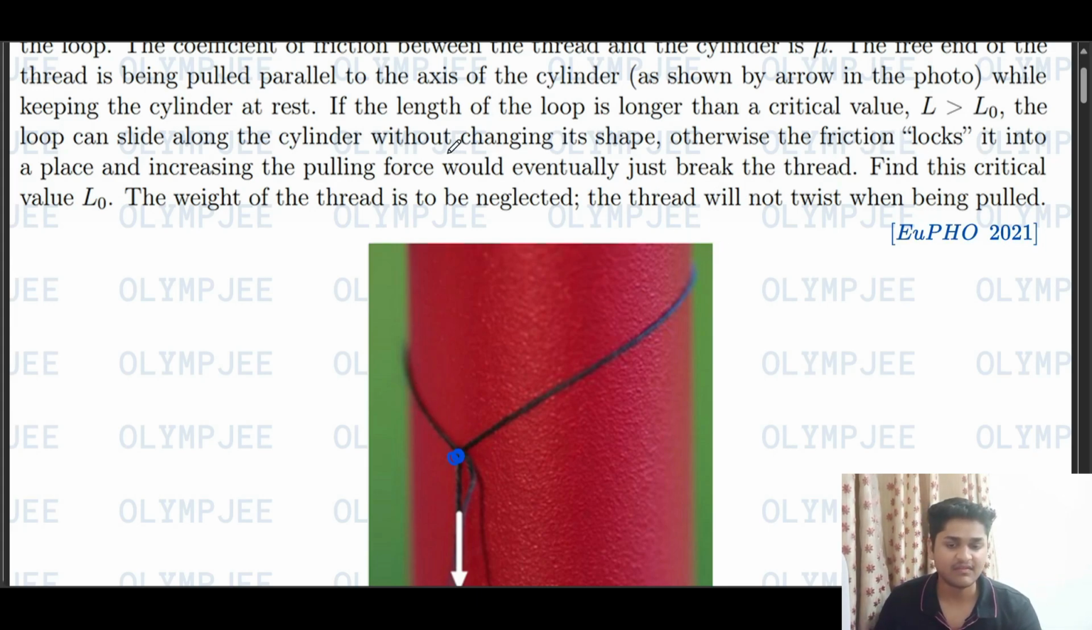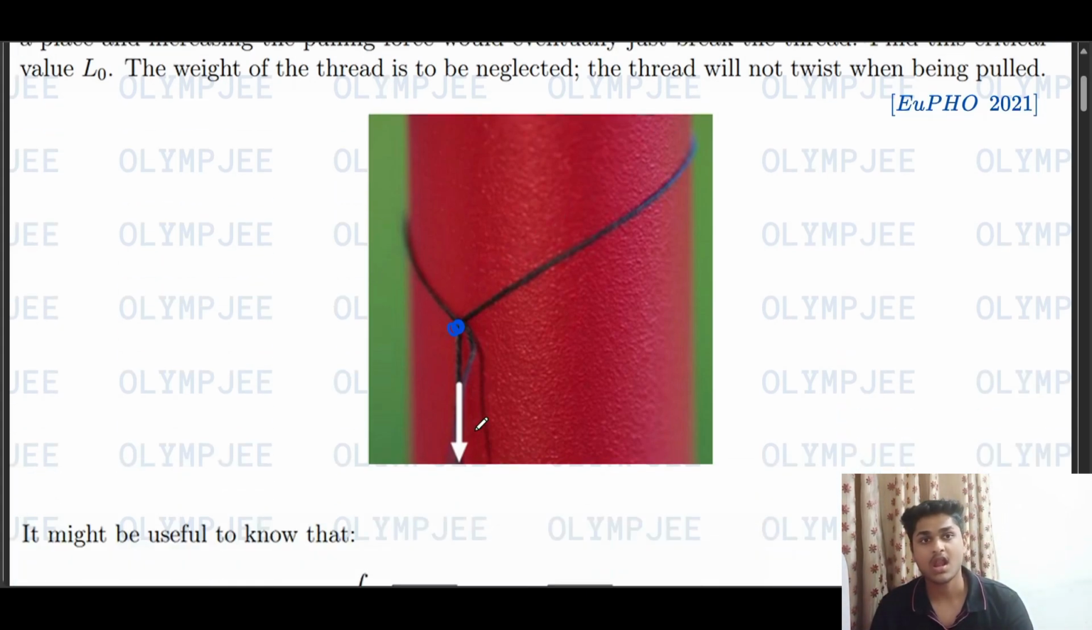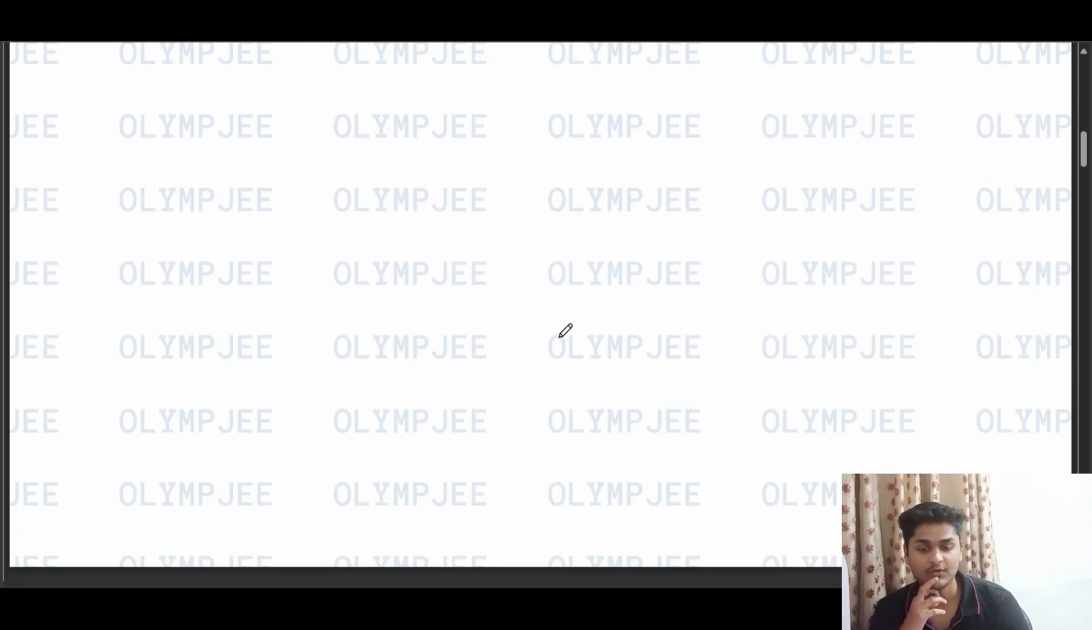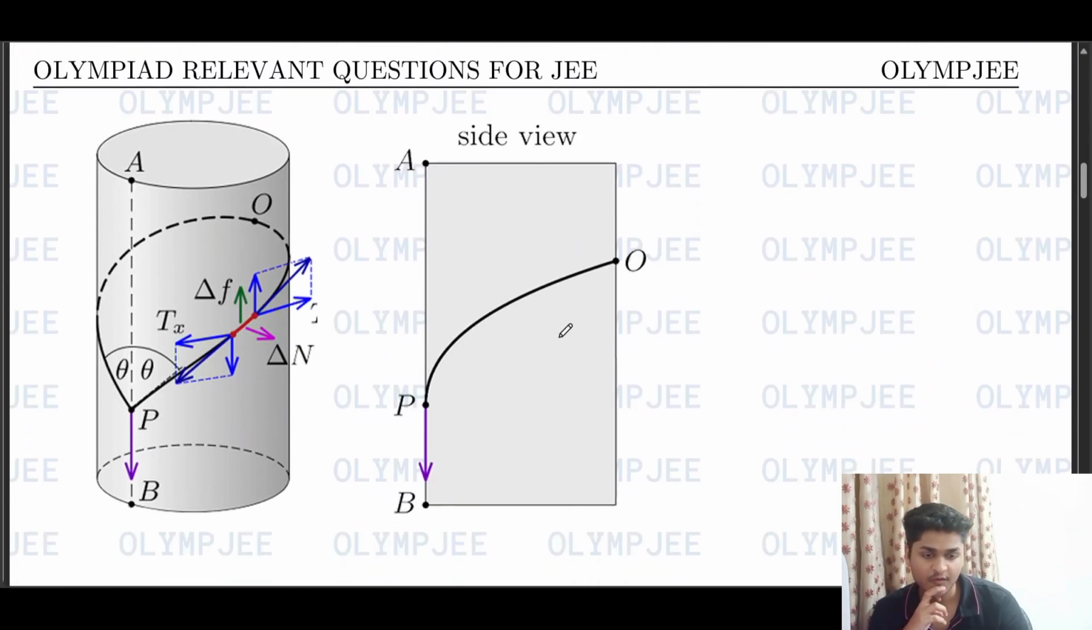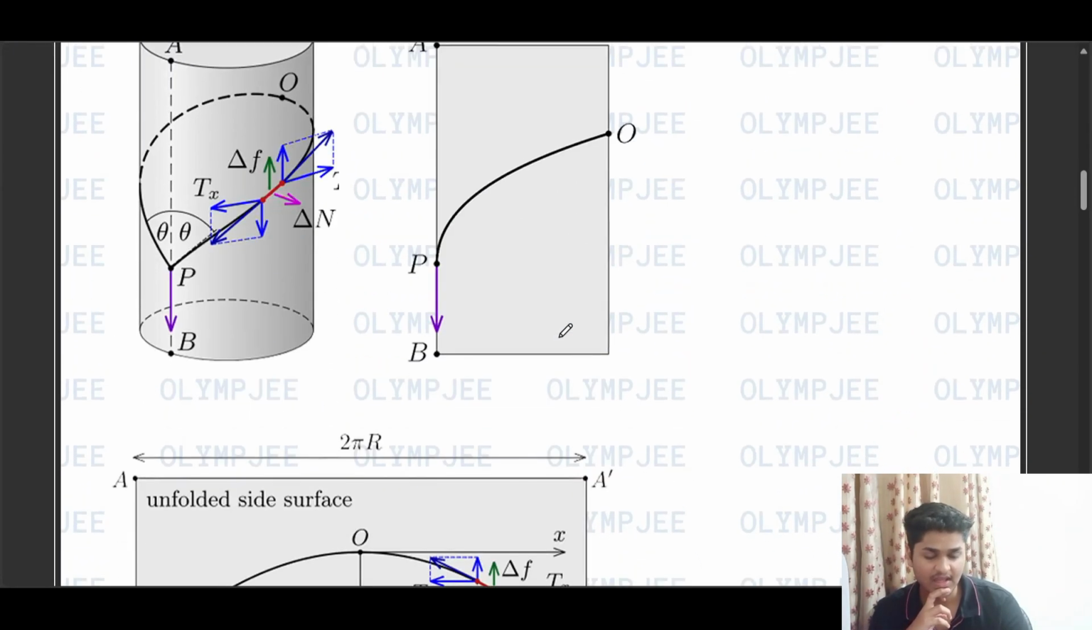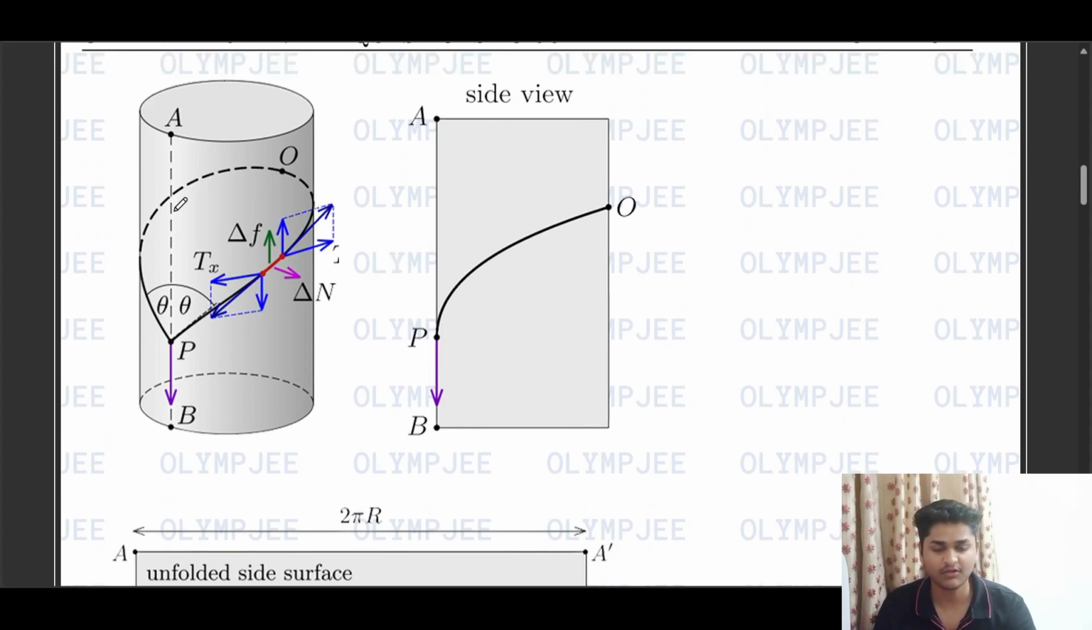So find the critical value L0, and the weight of the thread is to be neglected, and the thread will not twist when being pulled. And we are also given some formulae and approximations here. So let's begin with the solution. So first you are given certain diagrams which show the situation of the question in different views. So this is the general view which shows the thread on the cylinder, and it is forming some parabolic shape.